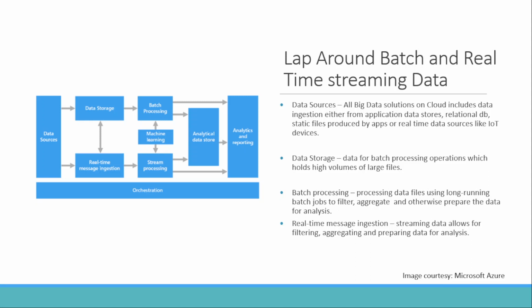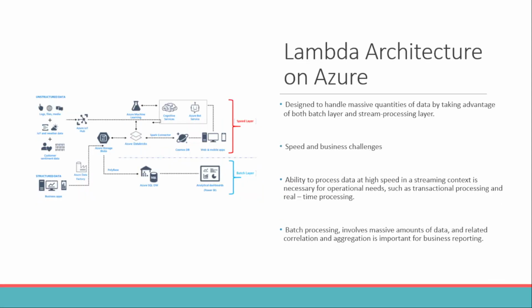Lambda architecture enables efficient data processing of massive data sets. Since it uses batch processing, stream processing and a serving layer, it minimizes the latency involved in querying big data. So what does Lambda architecture consist of?